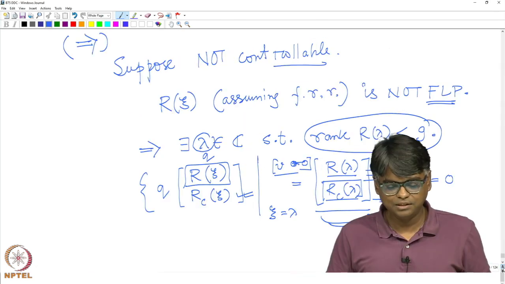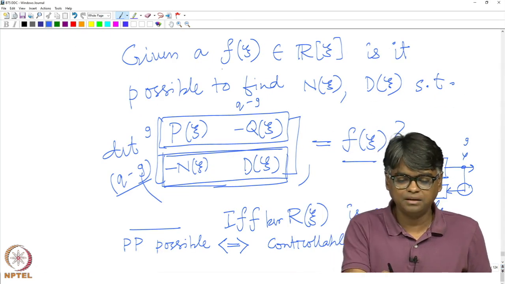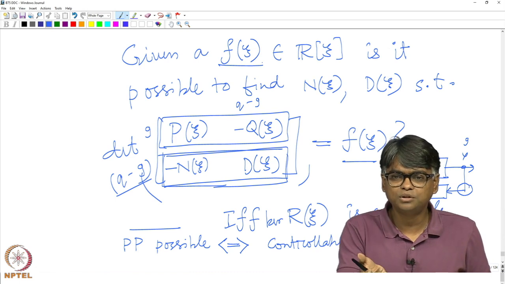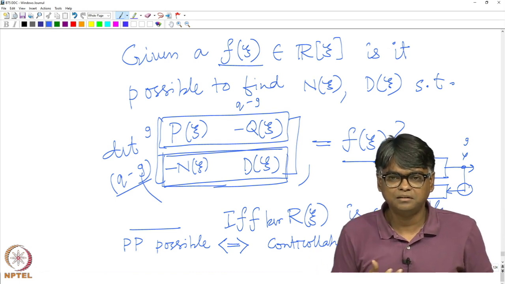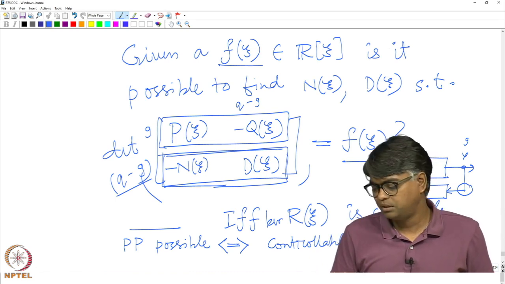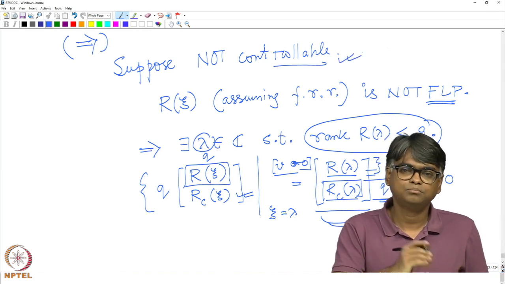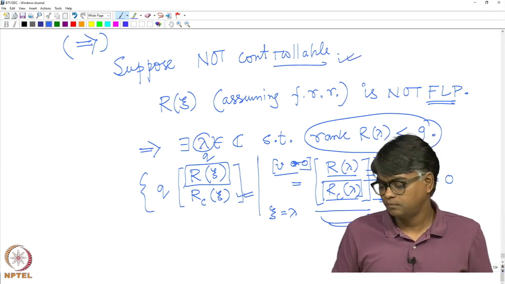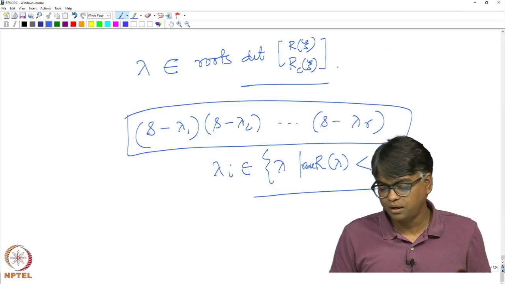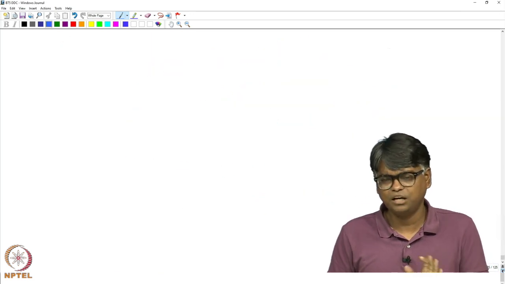Because you see, this was an arbitrary polynomial f given to us by somebody. Why on earth should this f contain these things? It need not, right. So therefore arbitrary pole placement is not possible. So not controllable implies pole placement is not possible. Now to prove the other way around is a little more difficult. This is kind of trivial.